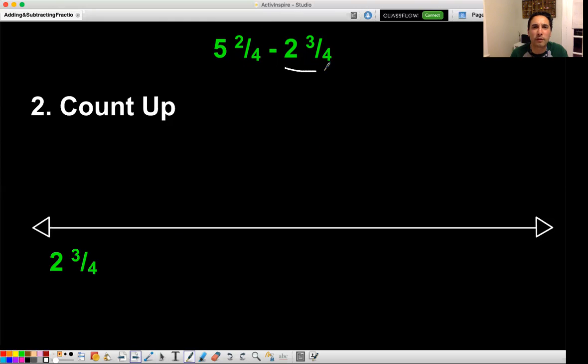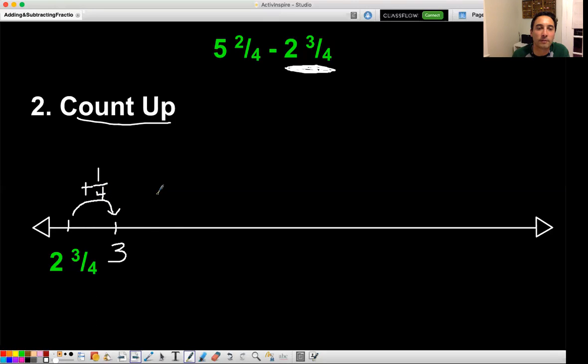So we're going to start with what we're taking away, 2 3/4, and we're going to count up to try to get to 5 2/4. Now, the reason I like counting up is because there are lots of different ways to get the right solution. You just need to try to find friendly numbers. So 2 3/4 is not a friendly number for me. So what I'm going to do first is jump up to try to get to 3 wholes. To get from 2 3/4 up to 3, I would need to add 1/4.